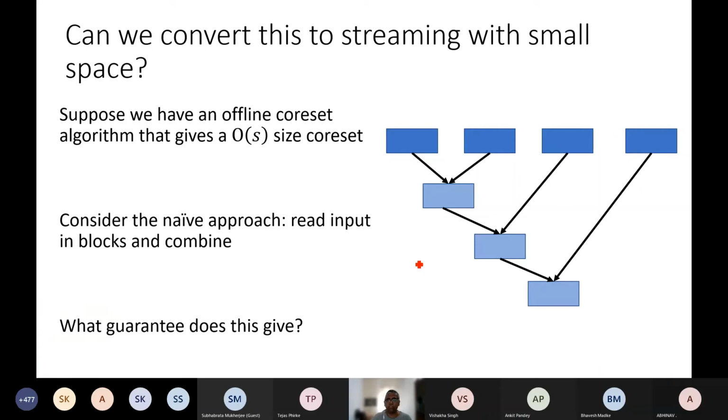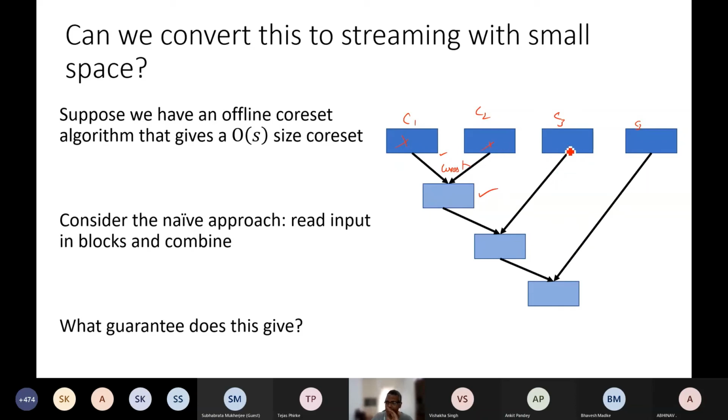Data is coming to you in these chunks. So this is chunk 1, chunk 2, chunk 3, and at any time point you only have enough memory to, let's say, handle 2 of these chunks. Now what do you do? One nice thing you could do is combine these two, create the coreset out of these two, and just keep this and ditch this.